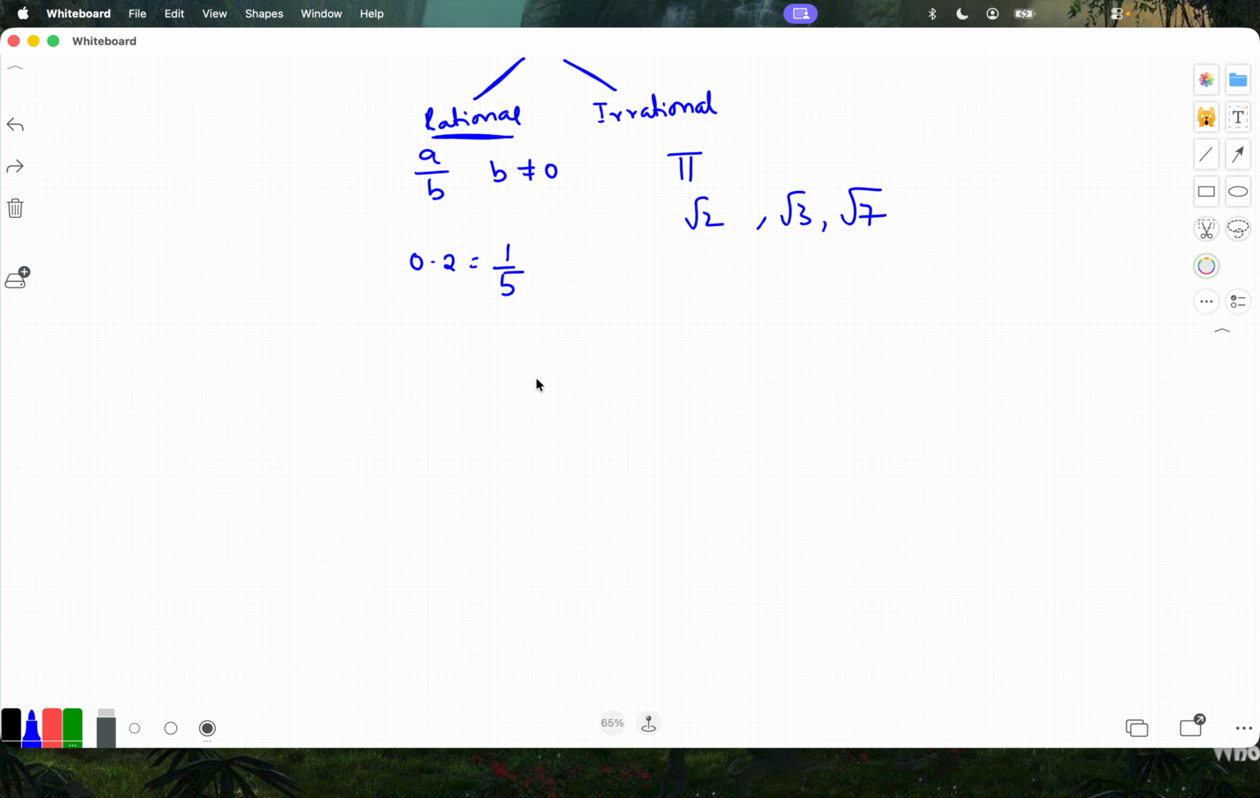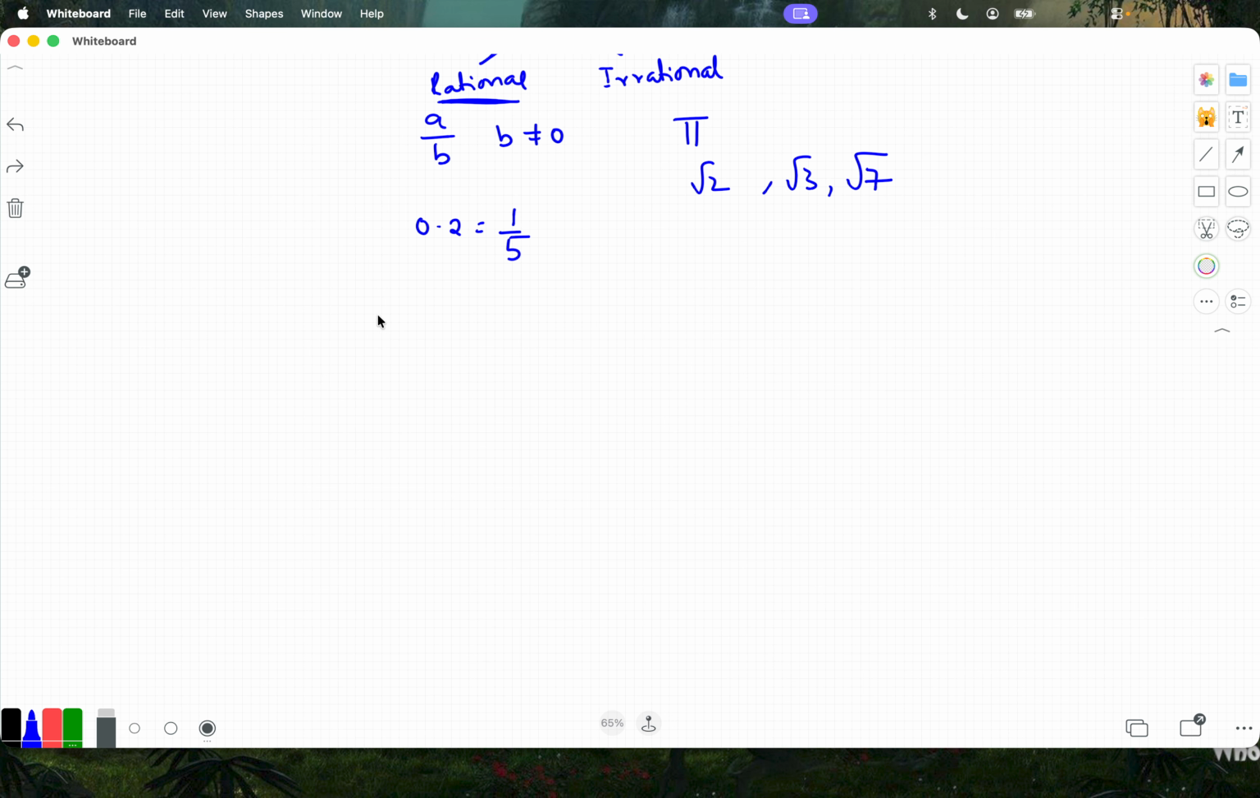Okay, so now we will see some examples. 1.3 can be written as 13 by 10. Since it can be written in a by b form, this can be called a rational number. And 0.6 recurring. I think you must have learned this in your earlier classes, maybe in 7th, 8th, or 9th standard.